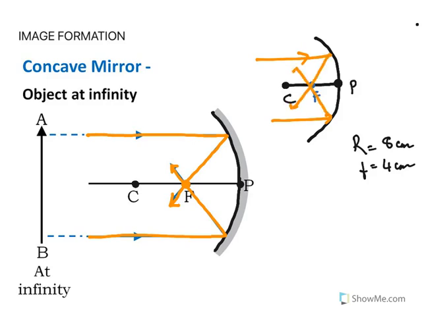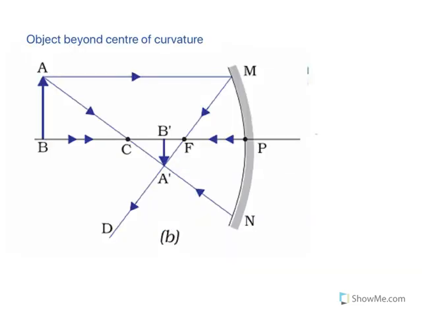After reflection they will come through the focus. So they will meet here at this focus. That's where your image is formed. So the nature of the image is highly diminished. It's real because the rays actually meet. It's inverted and formed at the focus.